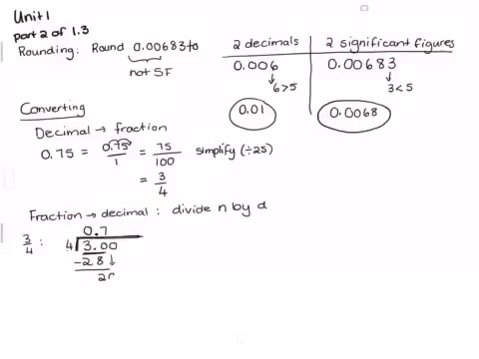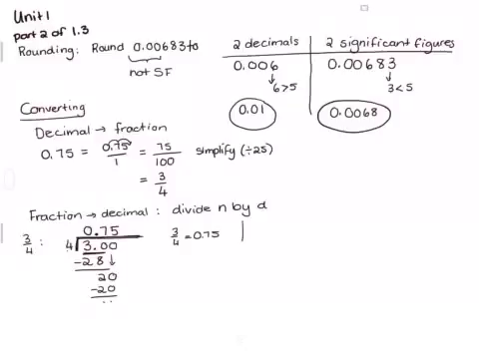Bring down the next 0. 4 into 20 goes 5 times. 5 times 4 is 20. If you subtract that, you get nothing. So now I know I'm done. So now I know that 3/4 is the same as 0.75.